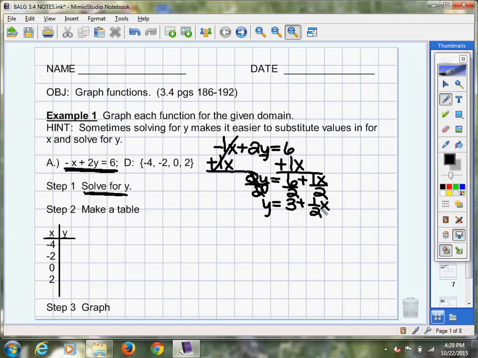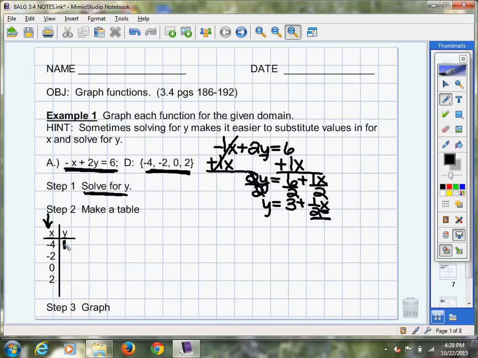That's going to make it easier for us to plug numbers in. So we're going to make a table, which is what I've started right here, and I put in our domain, negative 4, negative 2, 0, and 2. That was what was given up here in the problem. Now we're going to plug those numbers in and do some basic math. Let's start right here, where we plug in for the x. First number is negative 4. We take 1/2 of negative 4, and that's negative 2. Then we add 3 to that. What's negative 2 plus 3? If you're saying 1, you're right.